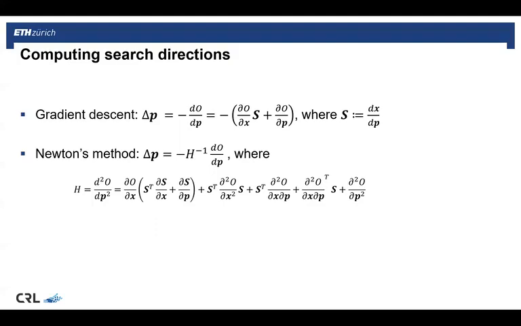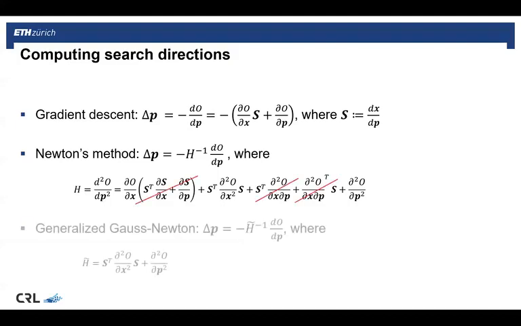will tell us how the value of the gradient of the objective will change with respect to the input parameters. And if we drop higher order terms, we can get to a generalized Gauss-Newton formulation. Again, these are all concepts that you've already seen in this course.